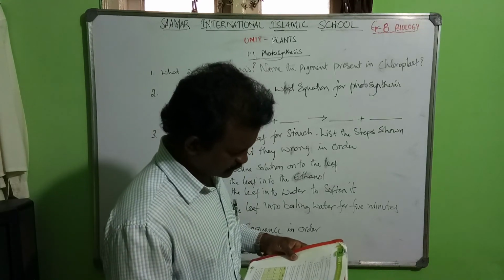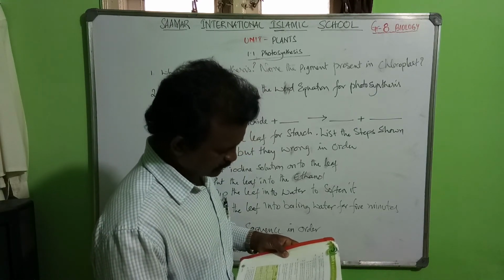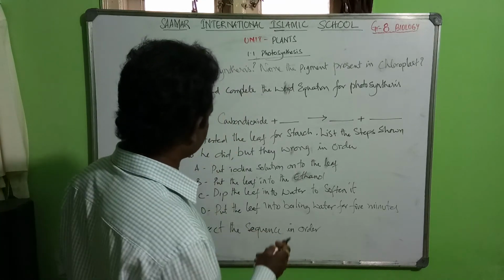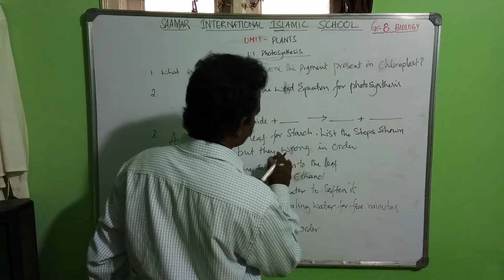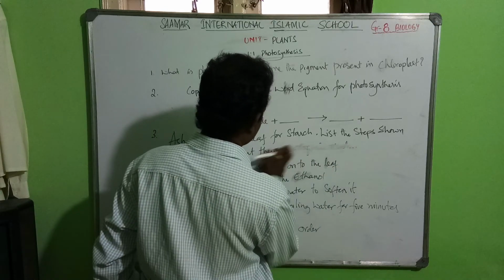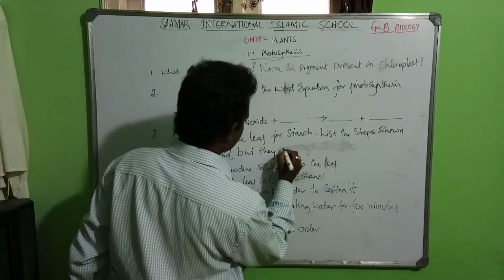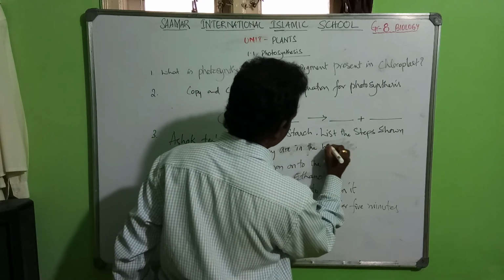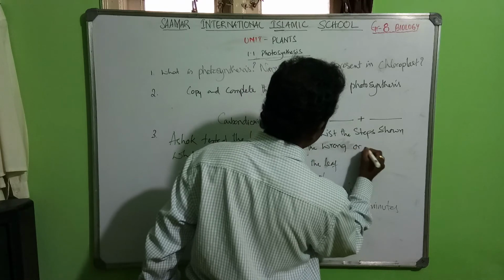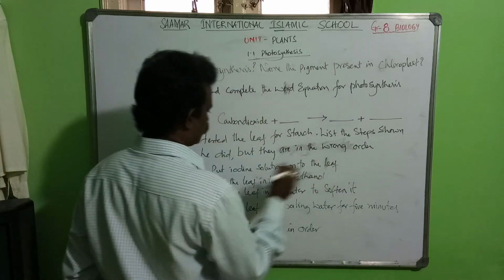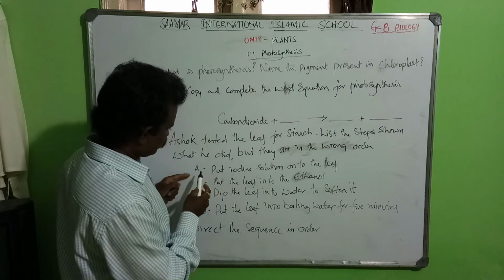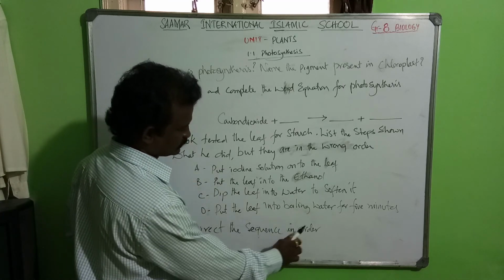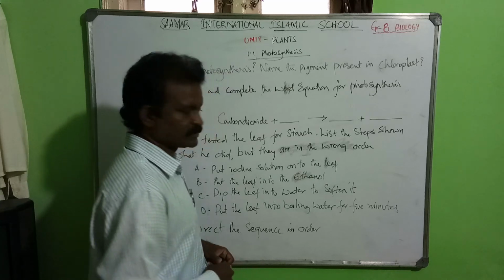They are in the wrong order. Now we have A, B, C and D, and you have to correct the sequence in the right way. Which is first, which is second, which is third.